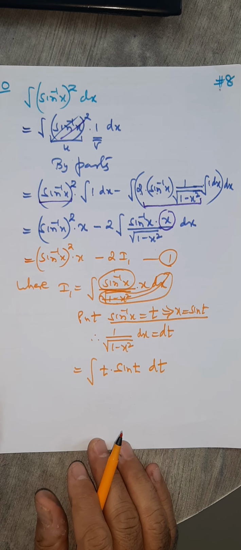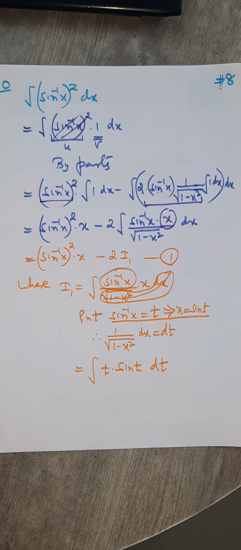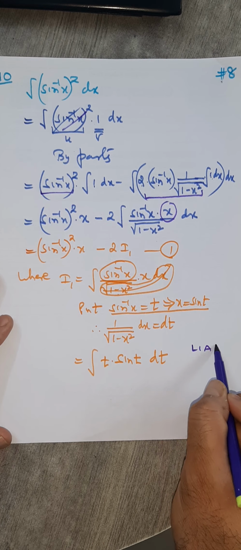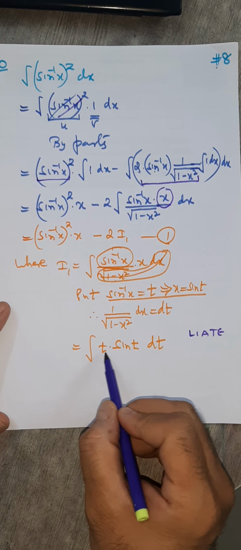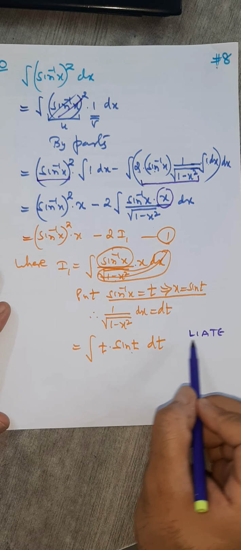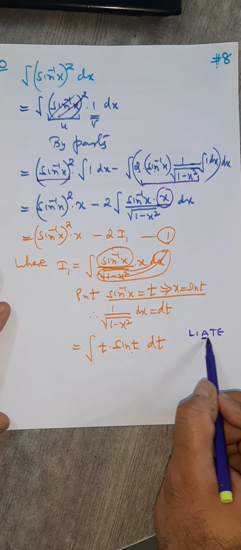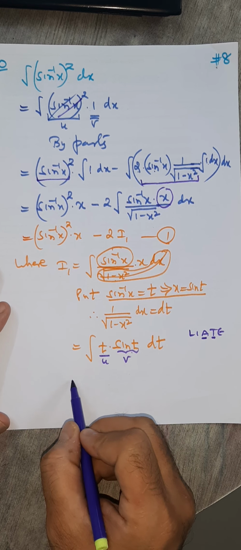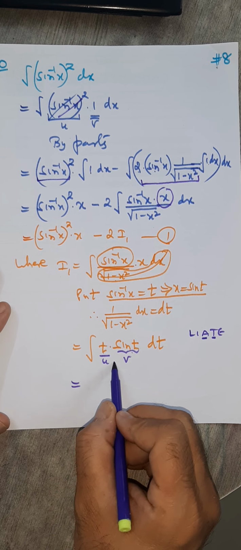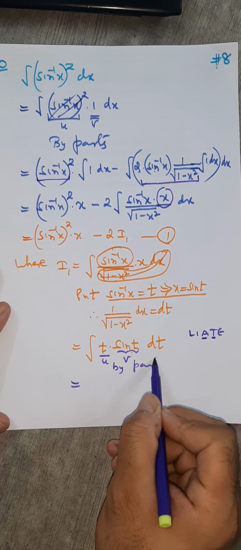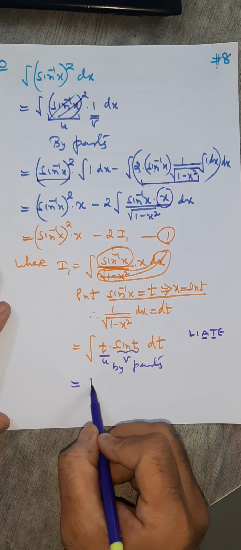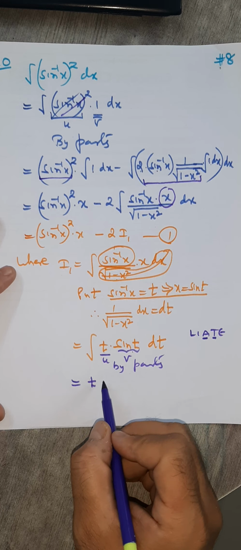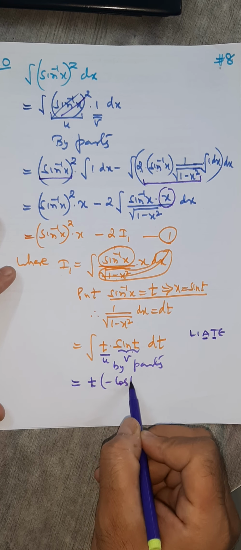Okay. So now again, you can do it by parts. Integration by parts. Combination of, you can see here, algebraic and trigo. So algebraic occurs first, then trigo. So this is u, this is v here. So I'm doing it directly here. I'll drop one step here. t will come out. Integral of sine. What's the integral of sine? Minus cos.